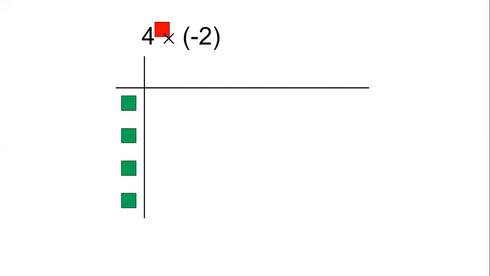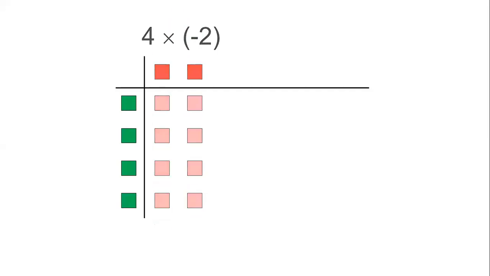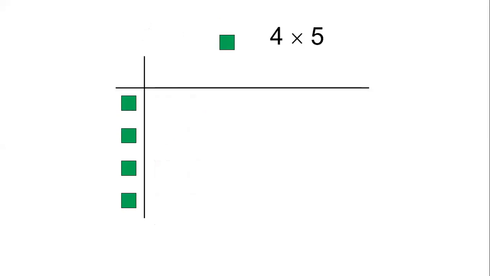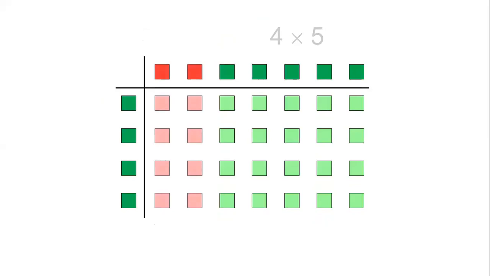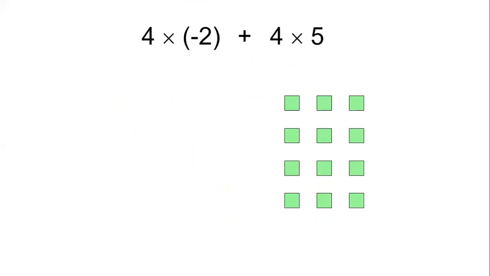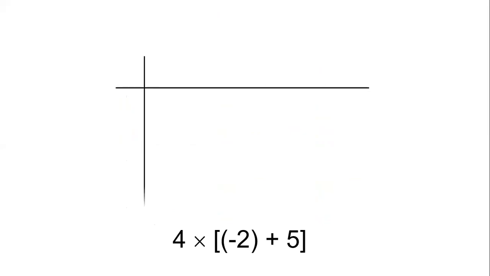So 4 times -2 and 4 times 5. You combine them, remove the zero pairs, and that's what you are left with. That's the sum of the two products. What I'm showing in this slide is missing from the whole number slide, and that needs to be added.